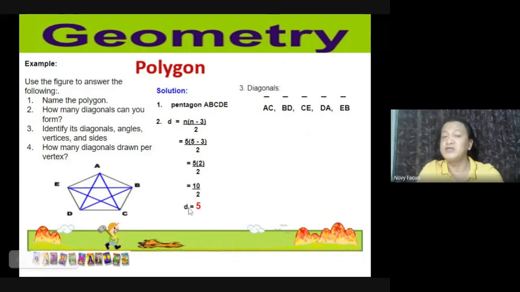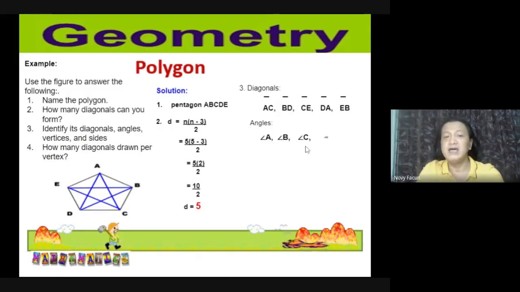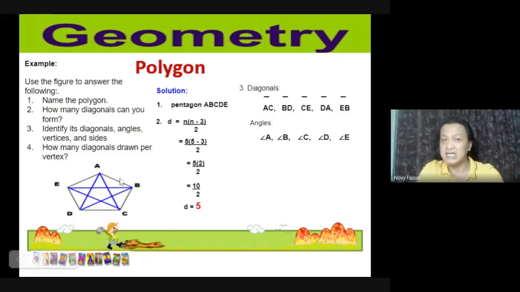Kaya nga, either you can use the formula or pwede mo siyang i-draw one by one. Okay, next we have angles. Ano naman yung mga pangalan ng angles natin? We have angle A. Okay, next we have angle B, angle C, angle D, and angle E. Yan yung mga vertex nila. Okay, so lagyan mo lang ng angle symbol.